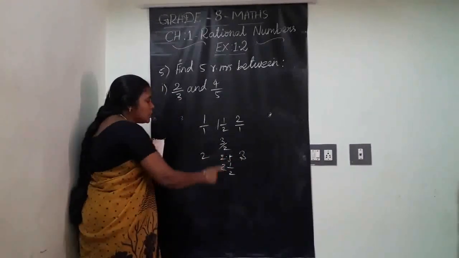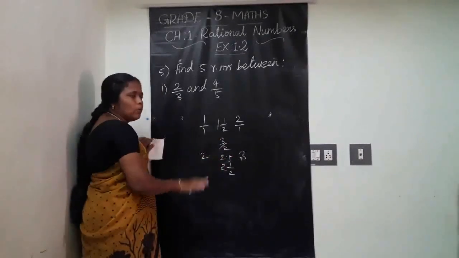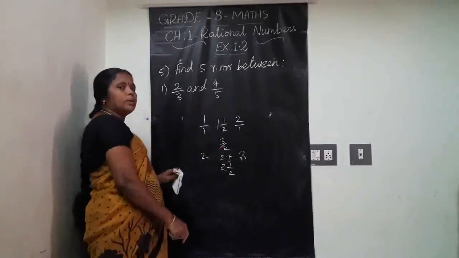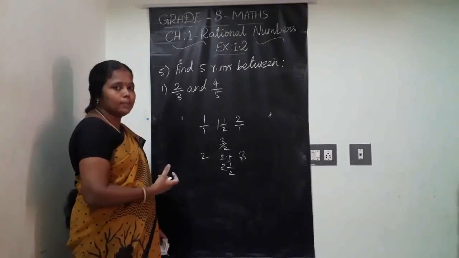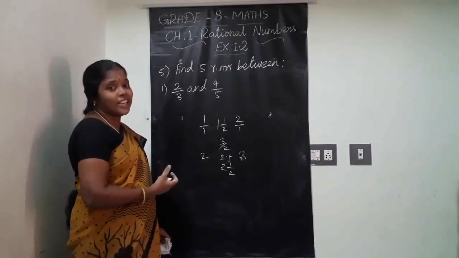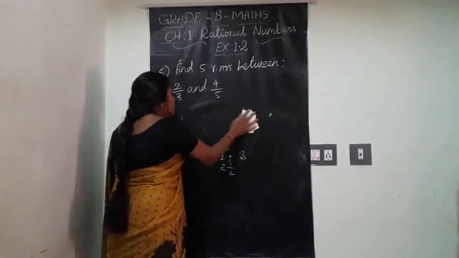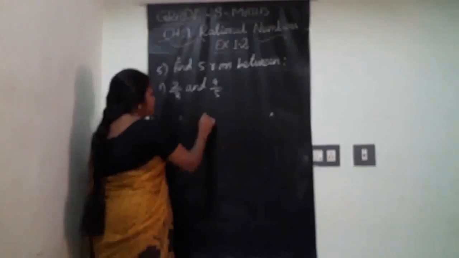Clear, children? Actually, what are 1 and a half, 2 and a half, 3 and a half, 4 and a half? These and all, what are they? The middle number of both. The middle number we can tell using some other term. What is it? Average or mean. Mean. About that you have learned in the 7th standard itself.